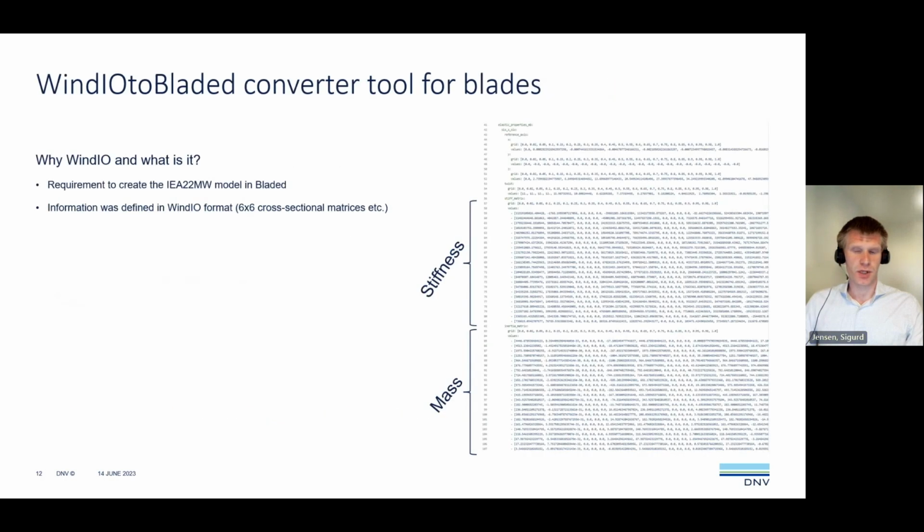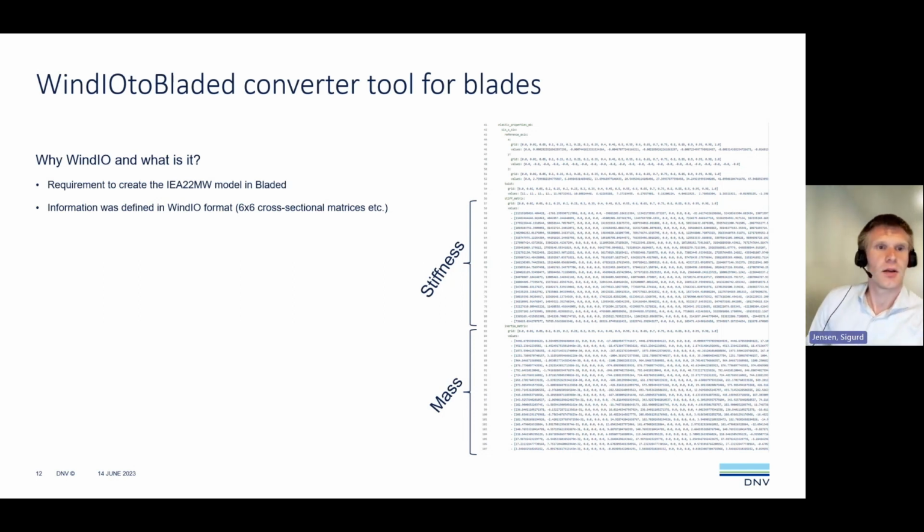So here, the Wind.io to Bladed converter tool becomes interesting. Just to give you some perspective, the inspiration for this converter tool started with the requirement to create the IEA 22 megawatt reference turbine model that Will has been speaking about in Bladed. And here the information is provided in 6x6 format for the stiffness matrix and the mass matrix. So here on the right hand side you can see the open source YAML file. It's an input file containing all the information associated with the reference turbine.